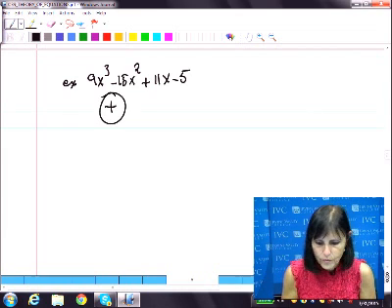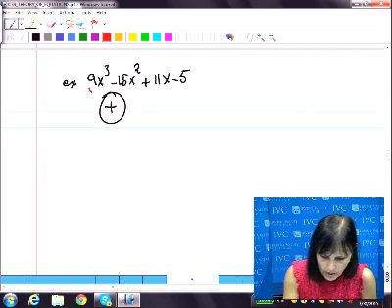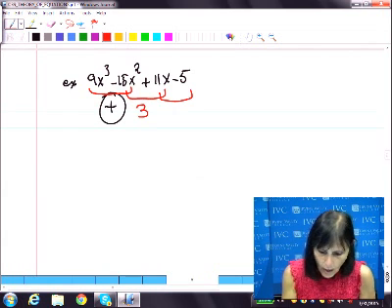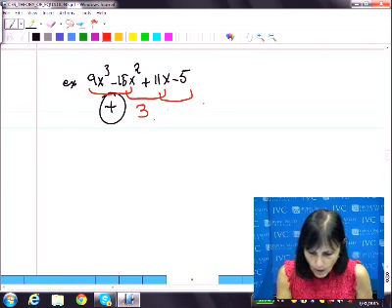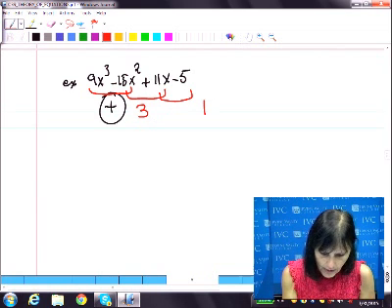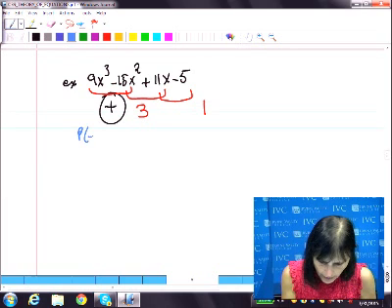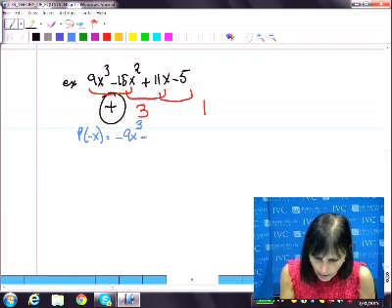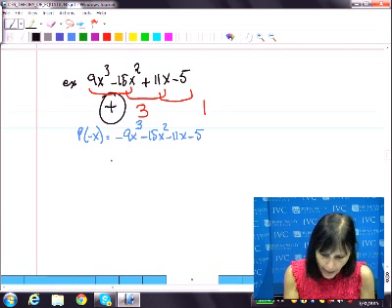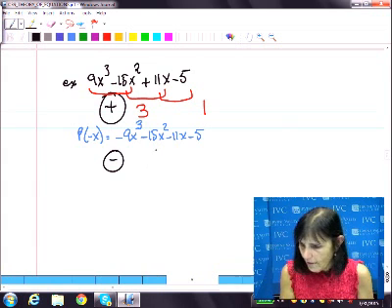Let's look at the positive roots first. How many times does this change sign? Here's 1, here's 2, here's 3. So 3 positive roots. Or take 2 away, 1 positive root. Okay, so let's look at the negative roots now. I put P of negative x, so I'm going to get negative x cubed minus 15x squared, negative and negative. Guess what? That tells me that for negative roots, I don't have any. None.